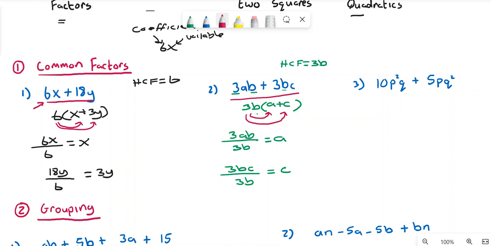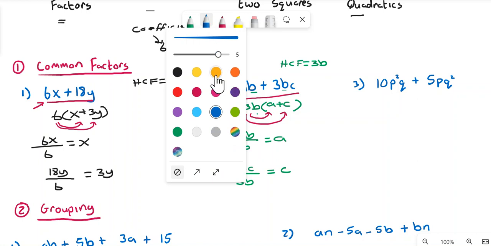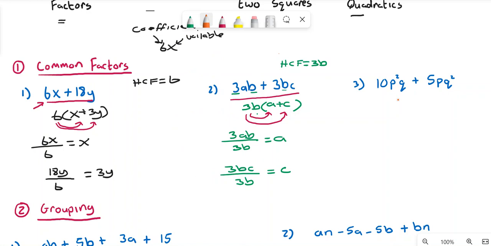Okay, so let's look at the next one then. So the next one is this guy here, and let me just change the color again. So let's go with this color here. Okay, so what we want to do is, again, we look at the expression, we look at each term in the expression, and we try and identify the highest common factor. So the highest common factor is just the term that will divide in evenly into both terms in the expression, and we put this on the outside of the brackets.